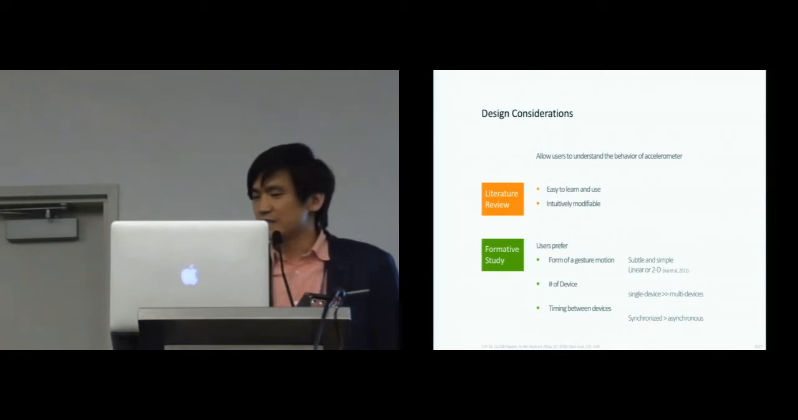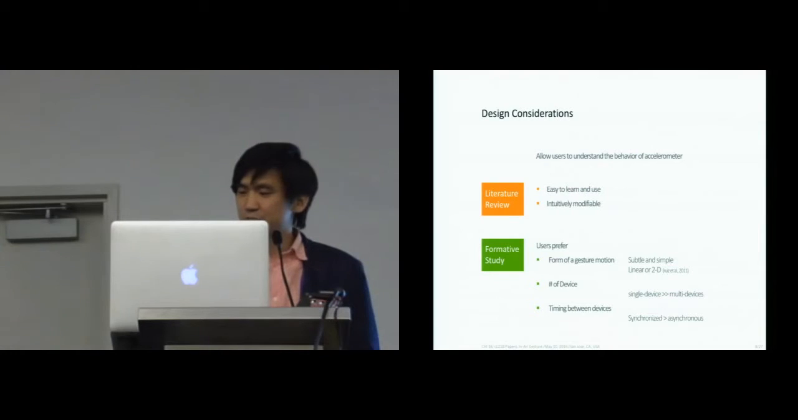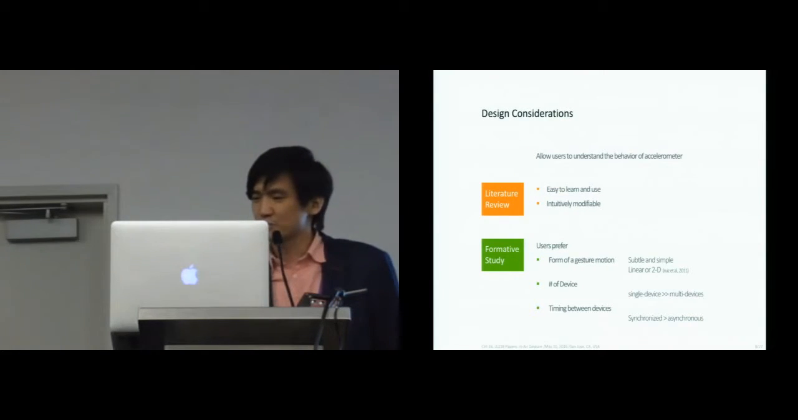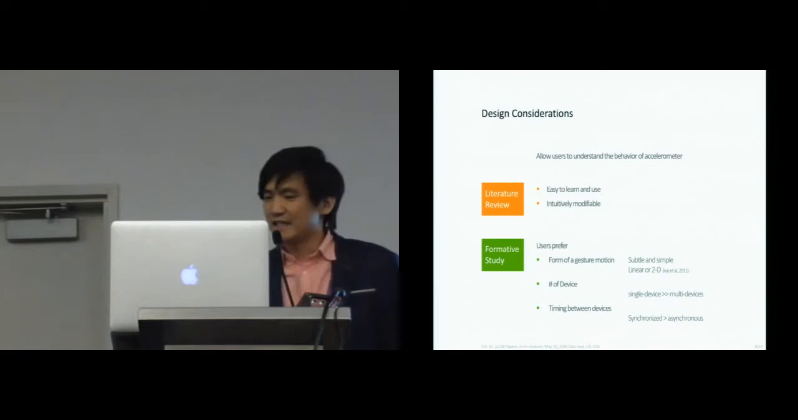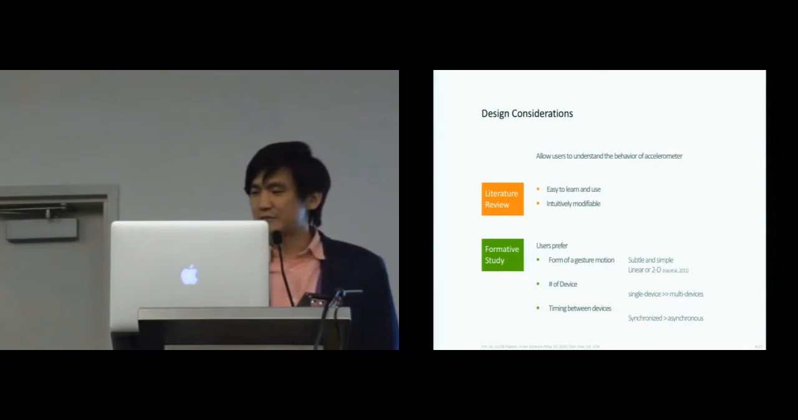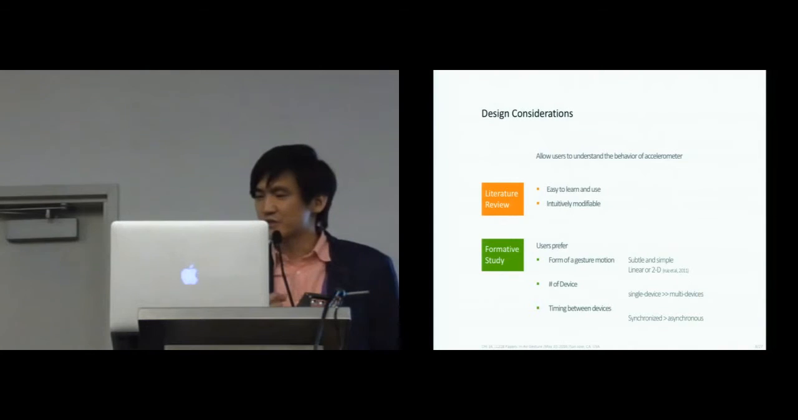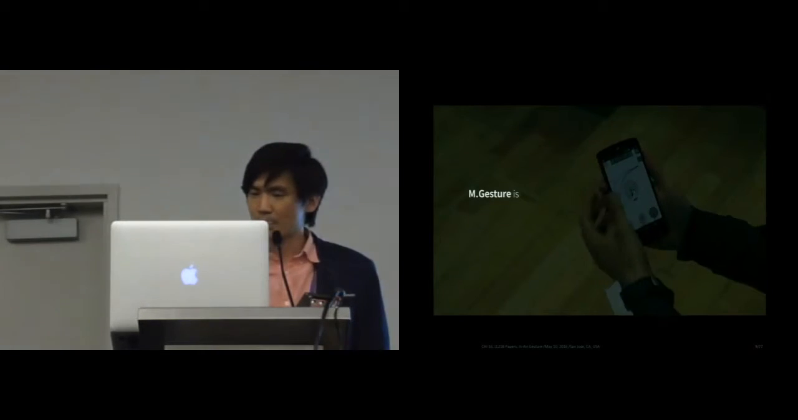Our formative study informed us that our participants preferred simple and subtle gesture motions. Most of their gestures were linear or 2-dimensional. Participants also preferred single device gestures much more than multi-device gestures. And when they defined two device gestures, about 90% of their motions were synchronized. Please read our paper for more detailed information about the formative study.